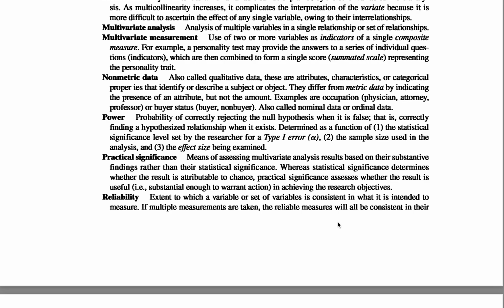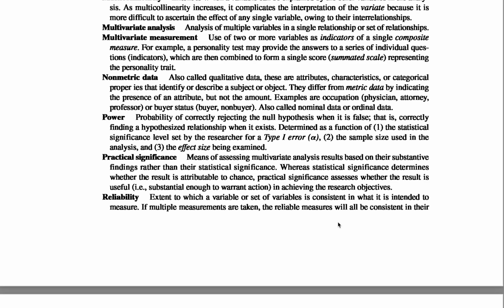They differ from metric data by indicating the presence of an attribute but not the amount. Examples are occupation, physician, attorney, professor, or buyer status. Buyer, non-buyer, also called nominal data or ordinal data.